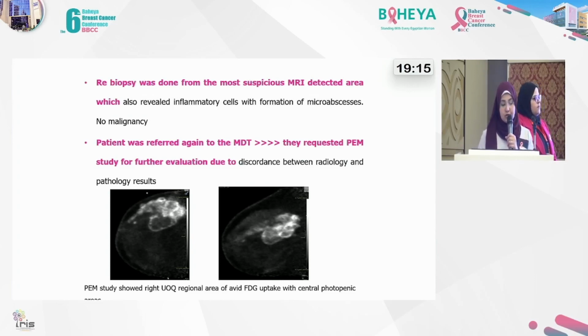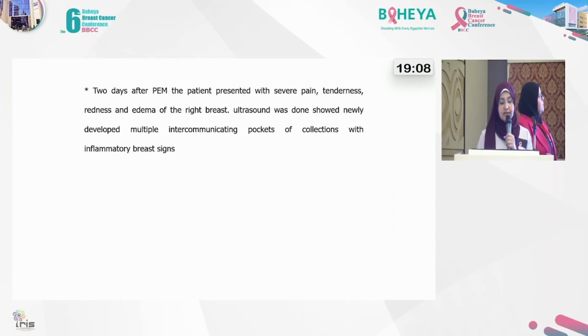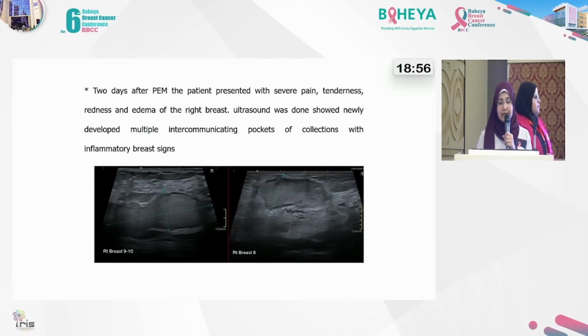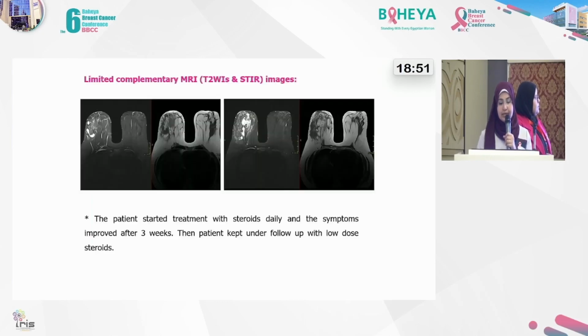PEM study showed right upper outer quadrant regional area of avid FDG uptake with central photopenic areas. After that, 2 days after the PEM study, the patient presented to the hospital with severe pain, tenderness, redness, and edema of the right breast. Ultrasound was done and showed newly developed multiple intercommunicating pockets of collections with inflammatory breast signs, in keeping with granulomatous mastitis. A limited complementary MR on T2 and STIR images showed multiple intercommunicating pockets with inflammatory breast changes.